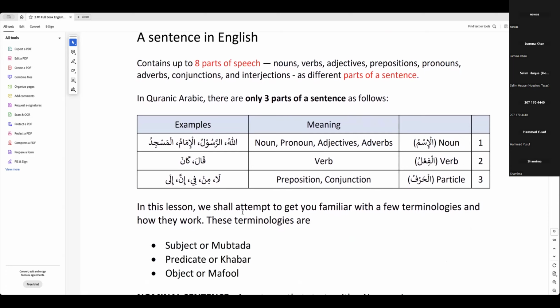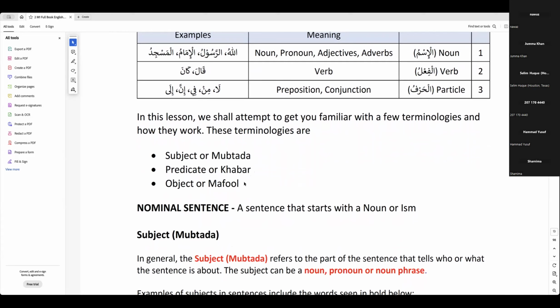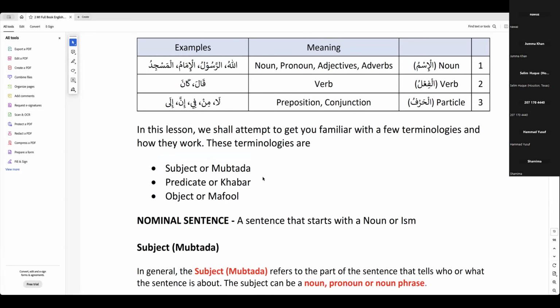In this lesson, we shall attempt to get you familiar with a few terminologies and how they work. These terminologies are as follows: subject or mubtada, predicate or khabar, object or maf'ul. Subject is in English, and in Arabic, what do we call it? Mubtada. Predicate is in English. In Arabic, what do we call it? Khabar. Object is in English. And in Arabic, what do we call it? Maf'ul. So these 3 terminologies you need to memorize if you can, because in the next few lessons, up to 60 lessons, we will be referring to mubtada, khabar, and maf'ul.